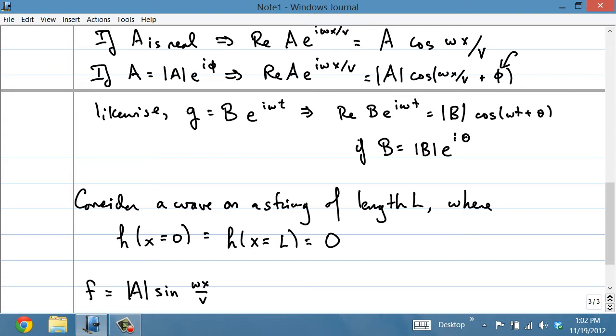And you can see that I've chosen a sine instead of a cosine because this automatically has f equal to 0 at x equals 0, just because sine of 0 is equal to 0.